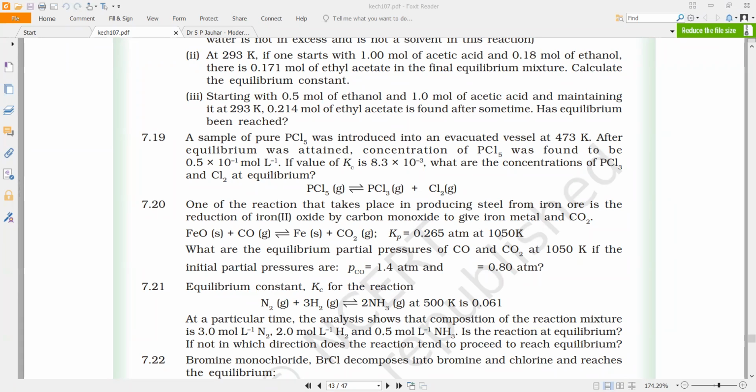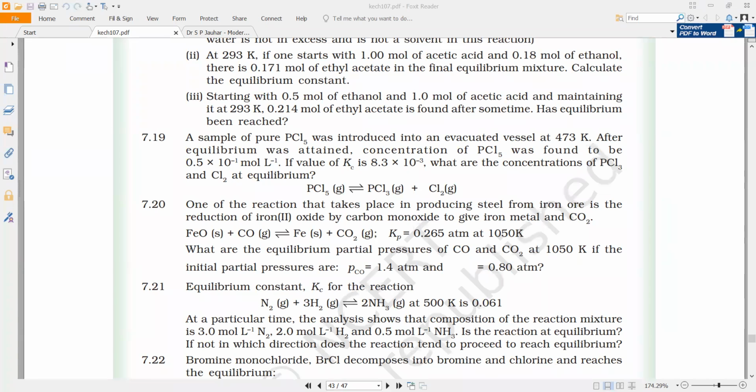So we have a pure sample of PCl5 introduced into an evacuated vessel. That means vacuum, at 473 Kelvin. After equilibrium was attained, the concentration of PCl5 was found to be this much molar. If the value of Kc is this much, what are the concentrations of PCl3 and Cl2 at equilibrium? So again, you have something at initial given. Pure PCl5 was introduced to an evacuated vessel at 473 Kelvin. The concentration of PCl5 is given at equilibrium, and the K is given, and you have to find the concentrations of PCl3 and Cl2.